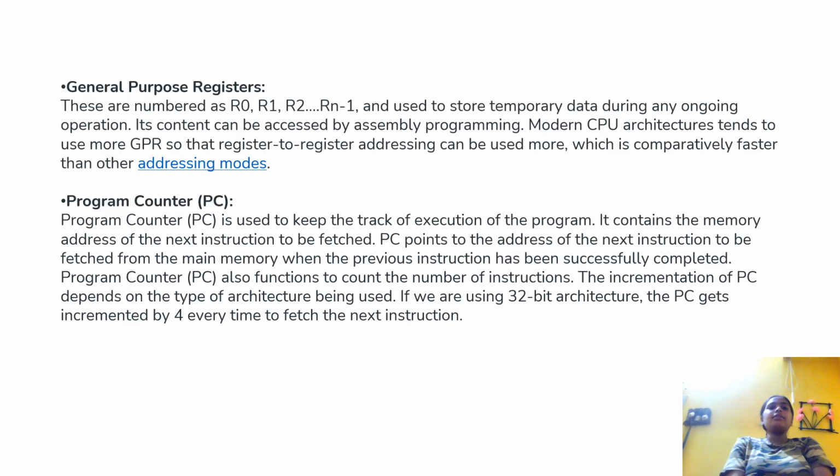Next, let's see the general purpose registers. These are numbered R0, R1, R2 until Rn-1. They store temporary data for only the ongoing operation. They can be accessed by assembly programming. Modern CPU architecture tends to use GPRs so that register to register addressing can be used more.